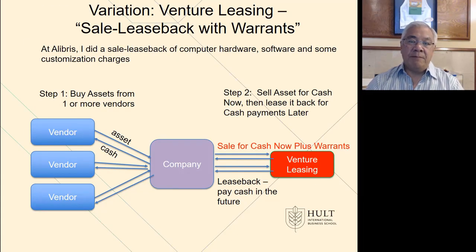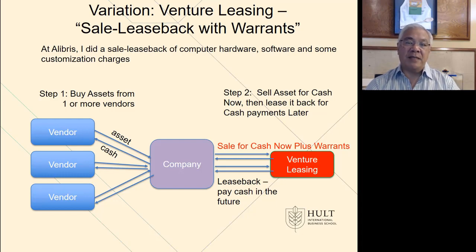An example that I mentioned to you is that Alibris had one of these transactions. So we got venture funding. We got hundreds of thousands to start off with, and then millions of dollars over time. Then we used that cash to buy equipment, computer equipment, hardware, and even some customization of software. And I had on my balance sheet all those monies spent. So I sold those assets, including the software and some of this customization, to a leasing company, got a large block of cash that I could use for operations.